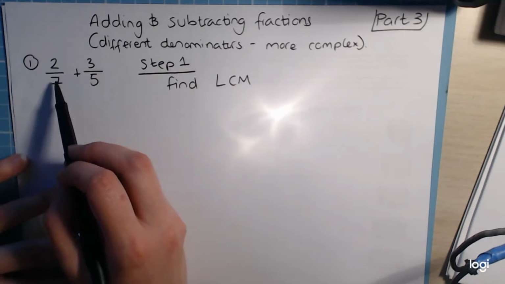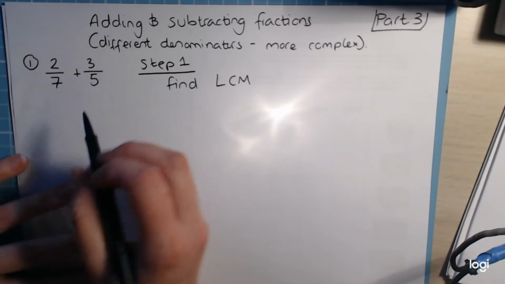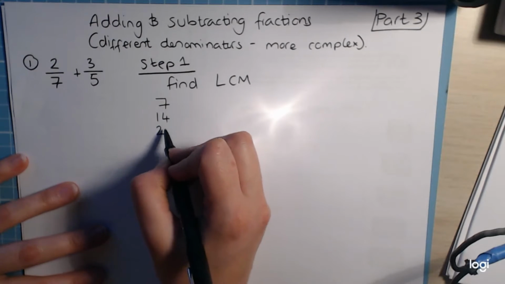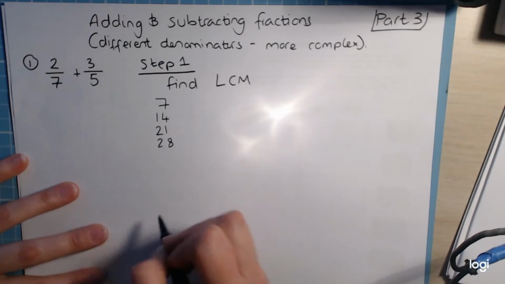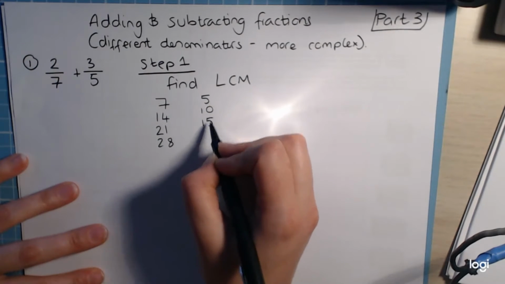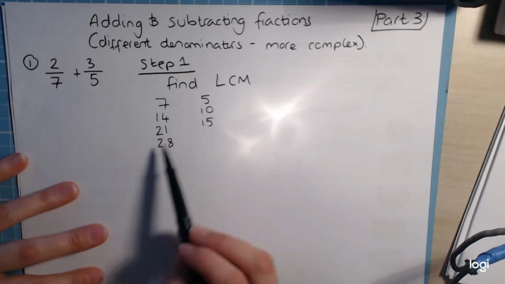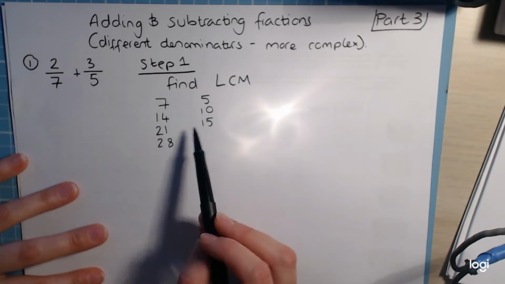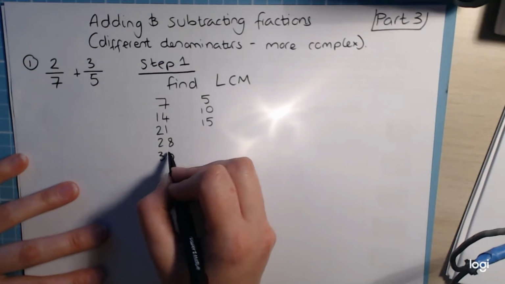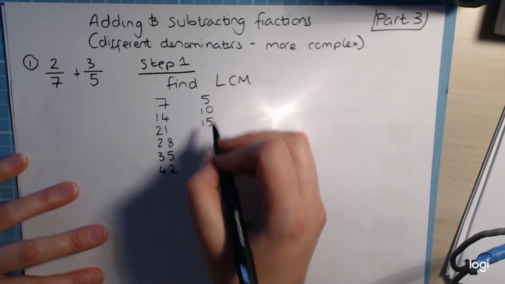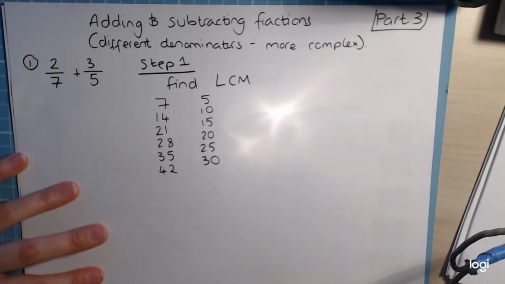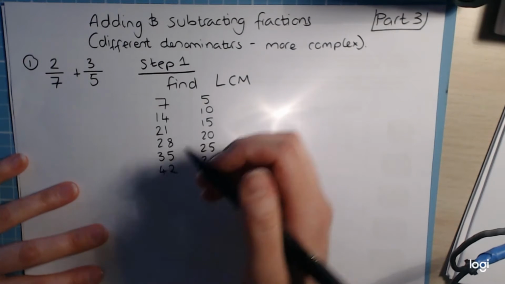So we want to find the smallest number in both of these times tables. So I'm going to write out my 7 times tables: 7, 14, 21, 28, and so on. And I'm going to do my 5s: 5, 10, 15. Now I'm looking on my list. I don't see any numbers that appear in both lists so far. So I'm going to extend the list a little bit, make them a bit longer. 35, 42, 20, 25, 30, still nothing, still no matches, so carry them on.